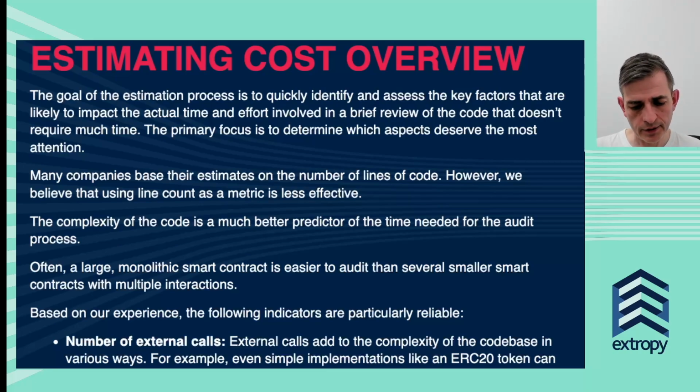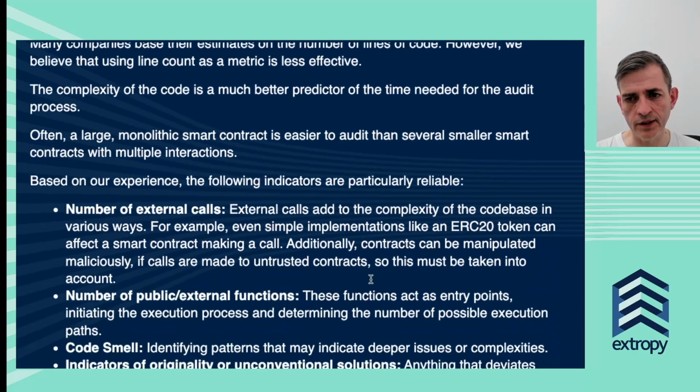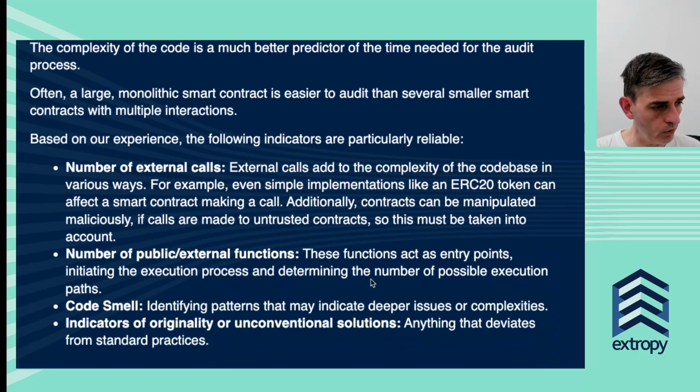So I think it is better to spend time going through the code, getting a better idea of the complexity. And I found these indicators can be quite useful to help you assess that. So looking at the number of external calls that are made in the contract, because this is really the way that some attacker could get into your contract. So every extra external call is a new sort of pathway that you will need to inspect and to verify.